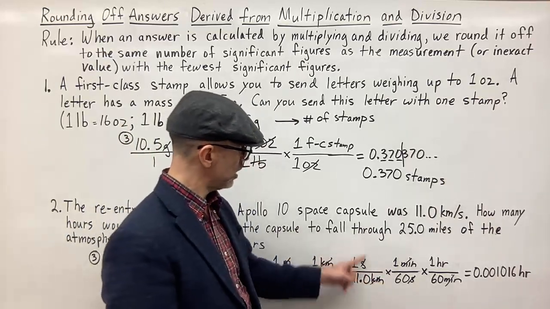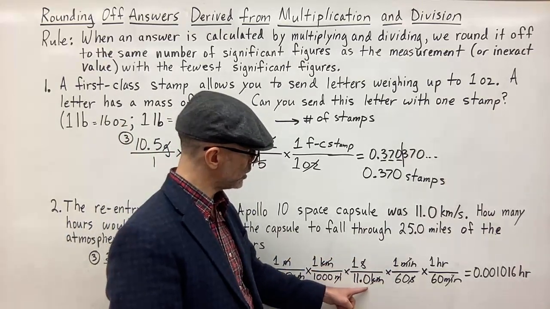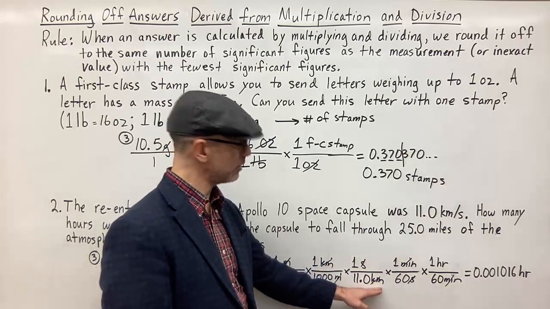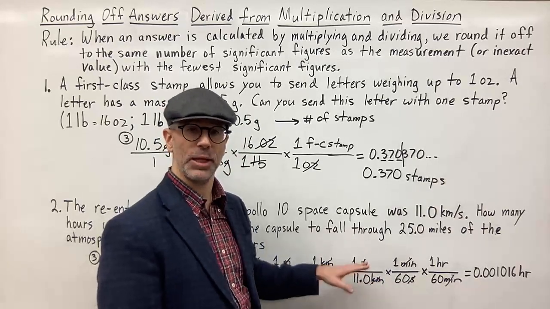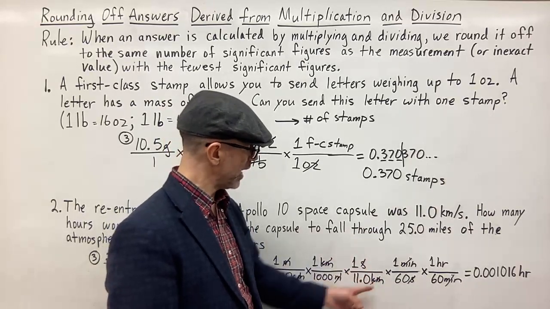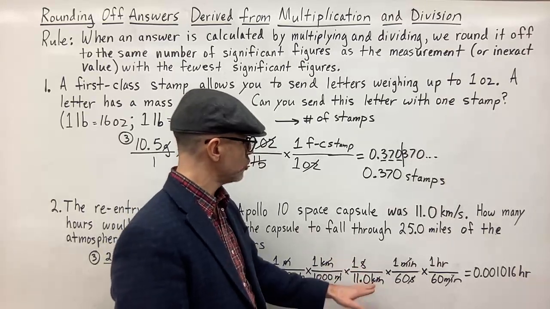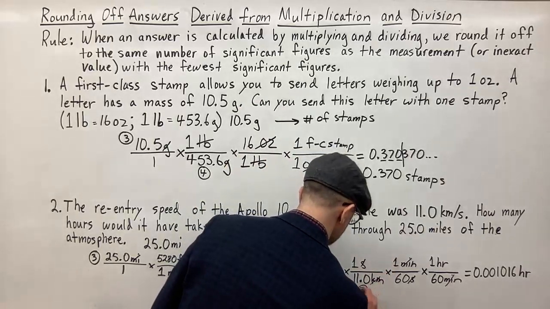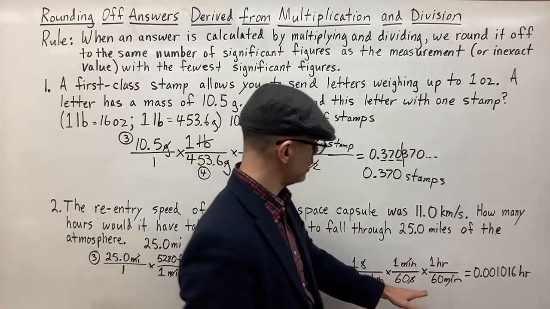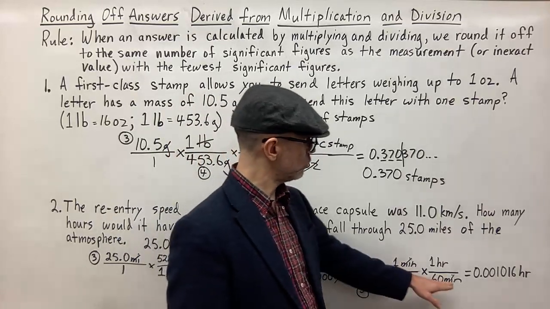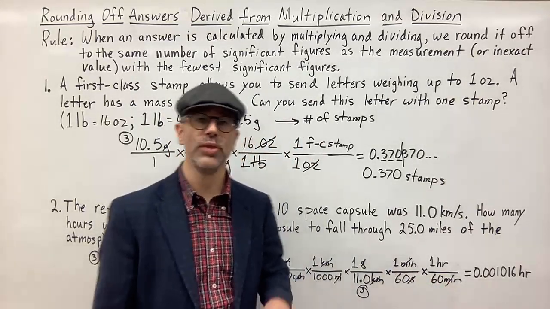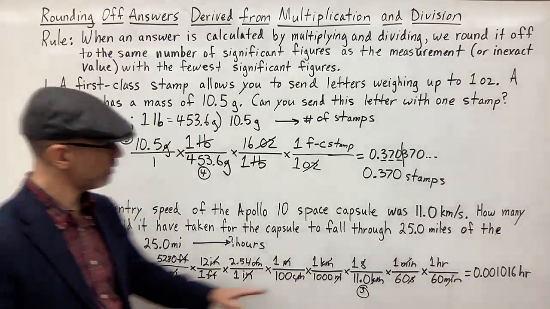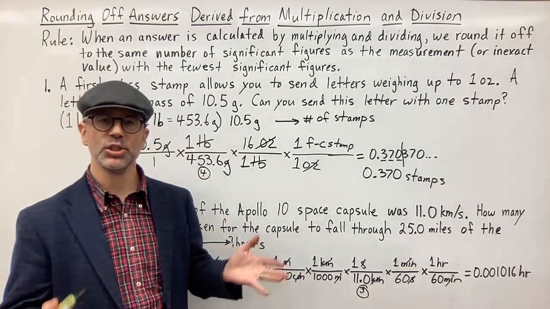Here we have a speed. 11.0 kilometers per 1 second. That is a measure that's inexact. We have a metric length to a metric time. Those do not measure each other exactly. So that's going to be 3 sig figs here. And then, of course, 1 minute is equal to 60 seconds. 1 hour is equal to 60 minutes. Those are both exact measurements. So we ignore all of that. So we have 3 sig figs here, and 3 sig figs here. So the smallest number is 3 sig figs.